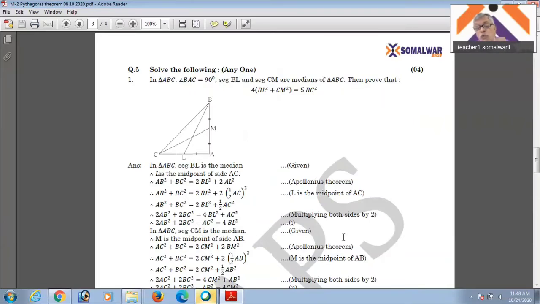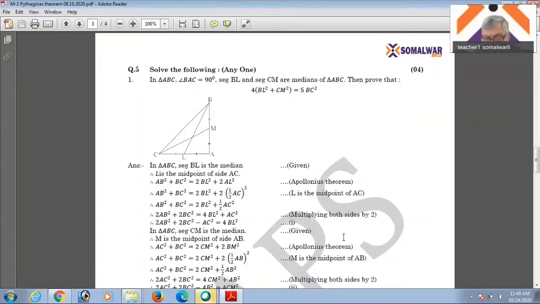We have to keep this in mind, that every time M is a midpoint, or any midpoint is given, we don't always want to apply the Apollonius principle. But in question number 5, we have to apply the Apollonius principle. How? What is the problem? That we'll see.